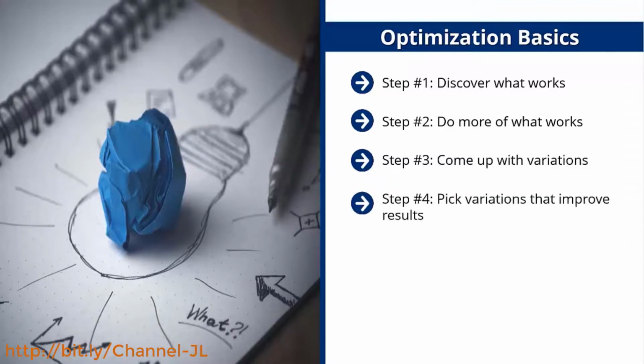Step number 4, pick variations that improve results. After giving yourself enough time, it should be clear which variations work, assuming there are any. Pick the top 3 variations and forget about the rest.